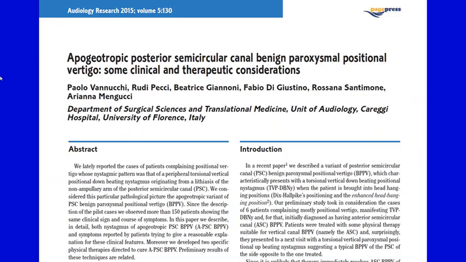This was the first paper by Paolo Vannucchi that described in detail their experience of 150 patients, of which around 20 they treated: apogeotropic posterior semicircular canal BPPV with some clinical and therapeutic considerations. In this paper, Vannucchi detailed that the patients had a persistent apogeotropic downbeat positional nystagmus with slow crescendo-decrescendo behavior, and it was called paroxysmal positional nystagmus.